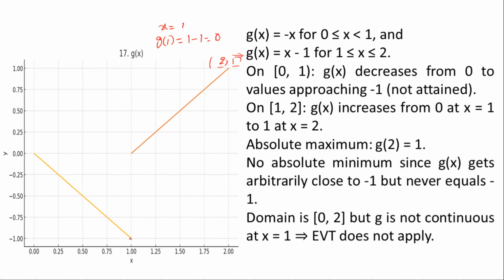For the absolute minimum, this point is excluded: it goes up to 1 but is not equal to 1, so this is excluded. So we cannot say what the absolute minimum value is. There is only an absolute maximum value. When you consider these two functions, they are defined on a closed interval, 0 to 2, but this function is not continuous, so the extreme value theorem does not apply to this function also.